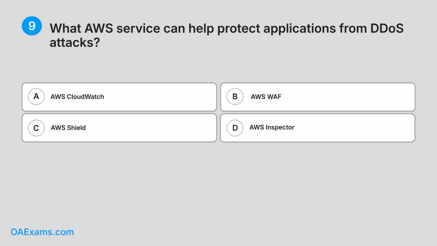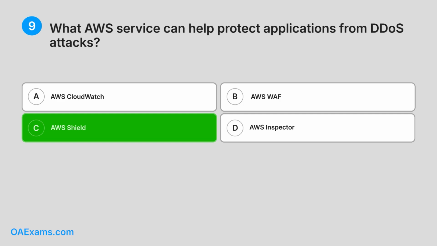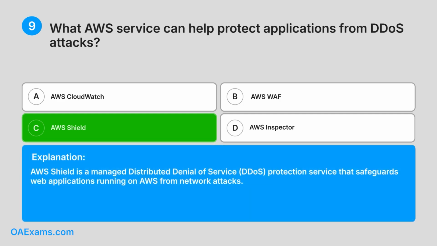9. What AWS service can help protect applications from DDoS attacks? A. AWS CloudWatch. B. AWS Lambda. C. AWS Shield. D. AWS Inspector. Can you guess the answer? Correct answer: C. Explanation: AWS Shield is a managed distributed denial of service, DDoS, protection service that safeguards web applications running on AWS from network attacks.